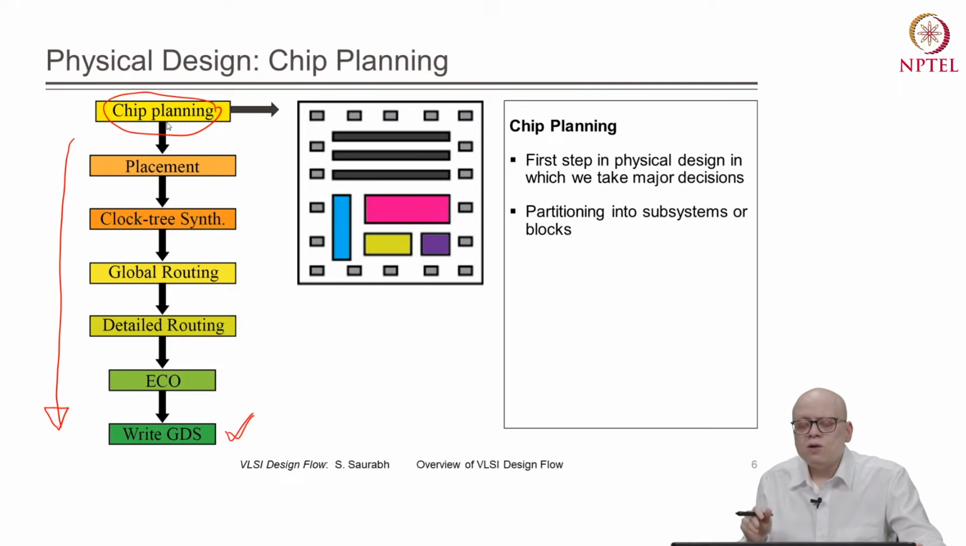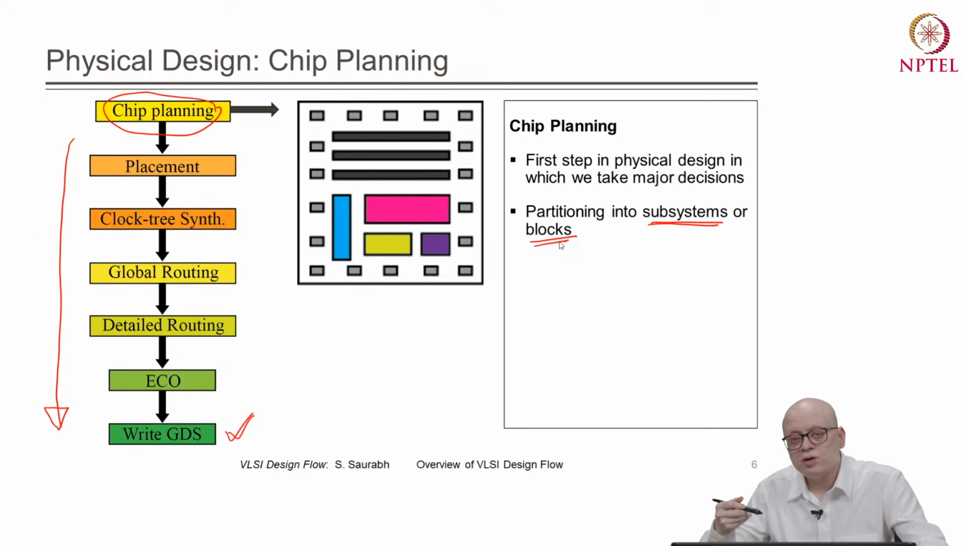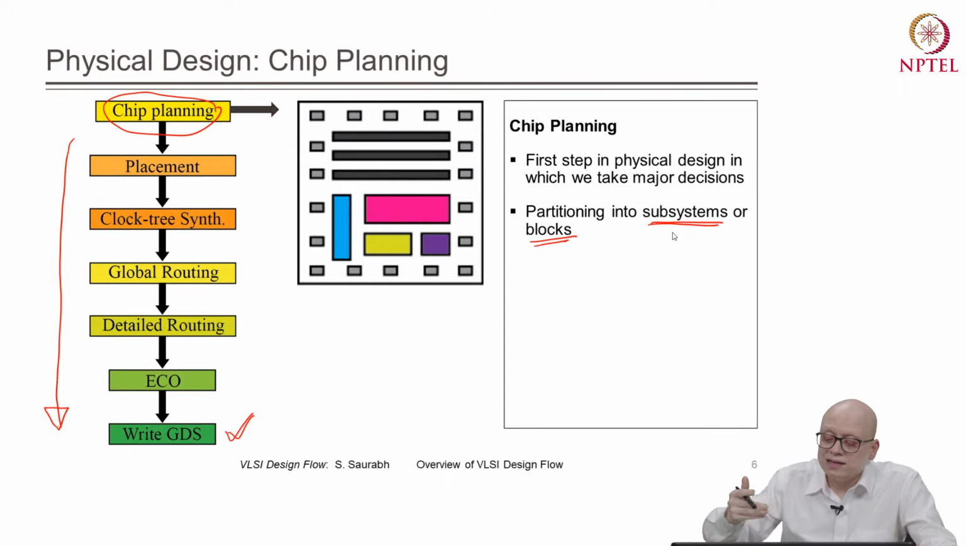First of all, if our design is big, and our industrial designs are typically very big, in that case we partition that design into subsystems or blocks. We partition a design into subsystems or blocks, and then we carry out the placement and routing and physical design for these subsystems individually, and then combine the results at the top level. So at the chip planning stage, we do the partitioning of our design.